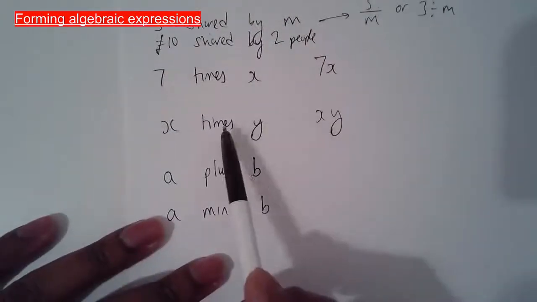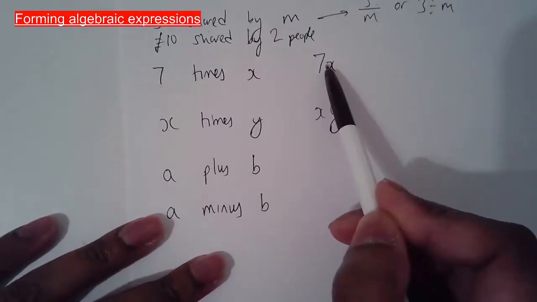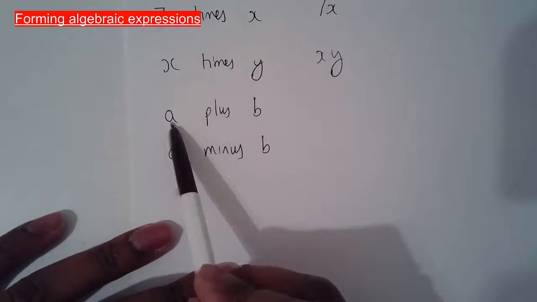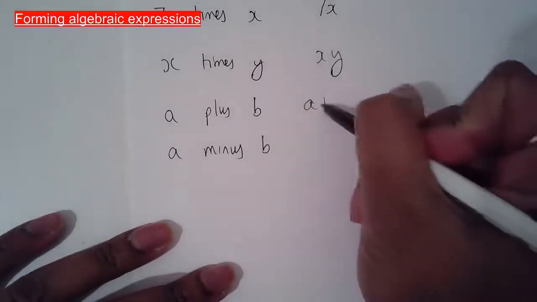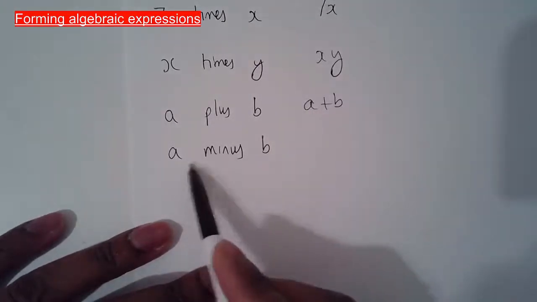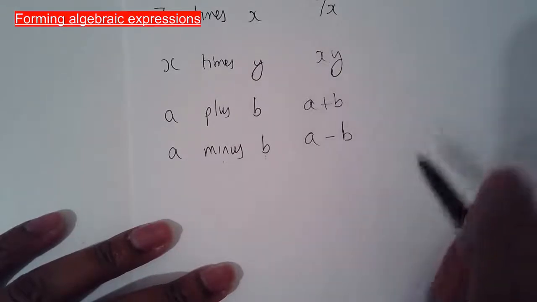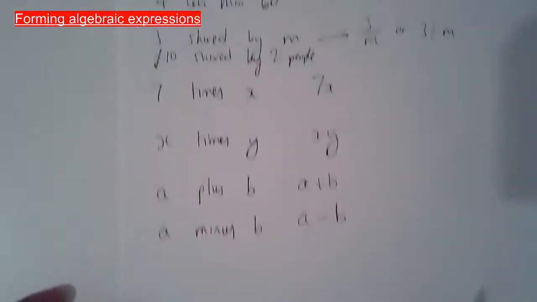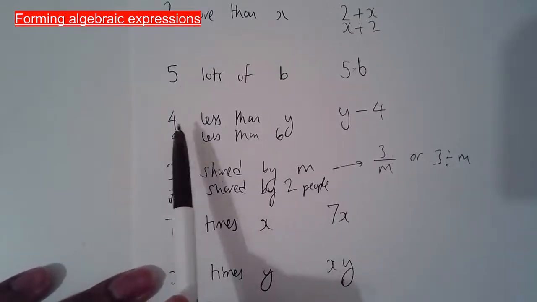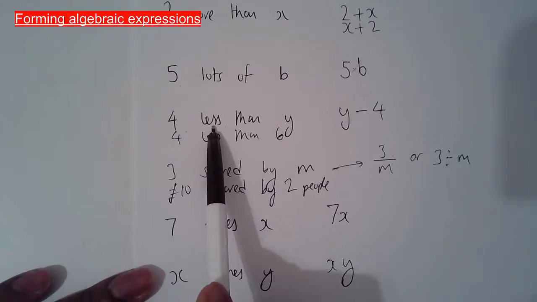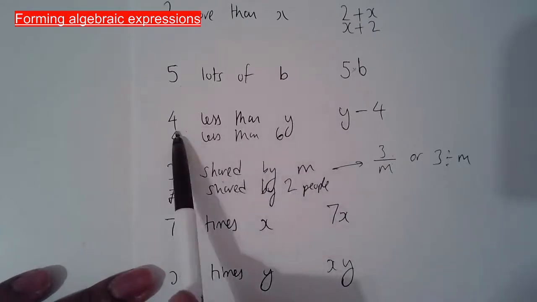I've explained this, remember, when you times, you don't bother putting the times symbol. Anything else, like a plus b, well, it's just a plus b. A minus b, you just write a minus b. Right, the only confusing one that we've done so far is this one here, 4 less than y. We know less means take away, but you've got to get this right where I need to understand the sentence.